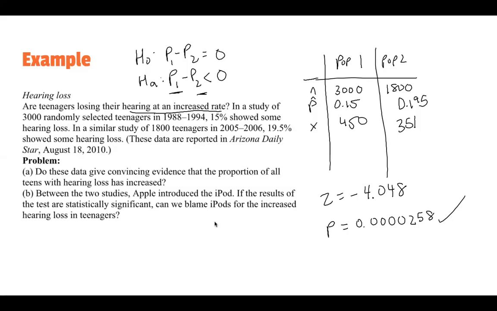And that's because, well, can we blame iPods? That means we're saying iPods caused the increased hearing loss, causation. You need an experiment to prove causation. This is not an experiment, it's a study, meaning we cannot say that it's iPods. We need to have an experiment to prove that it's iPods that caused the increased hearing loss.